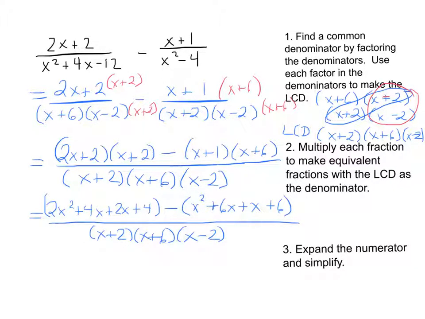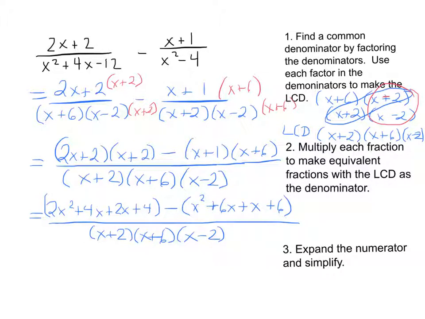So what I've done is just expanded x plus 2 times 2x plus 2 times x plus 2 to get this 2x squared plus 4x plus 2x plus 4. And then expand the x plus 1 by x plus 6 to get x squared plus 6x plus x plus 6. That's expanding the whole numerator. And then copy the denominator. It actually needs to be there in every step. That's the expanding of the numerator.